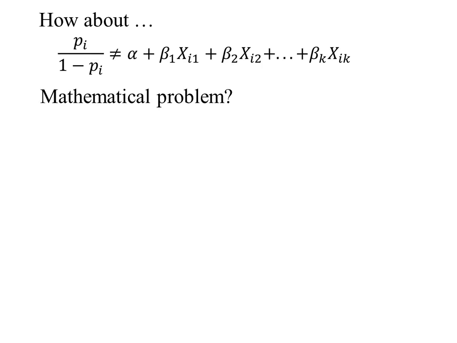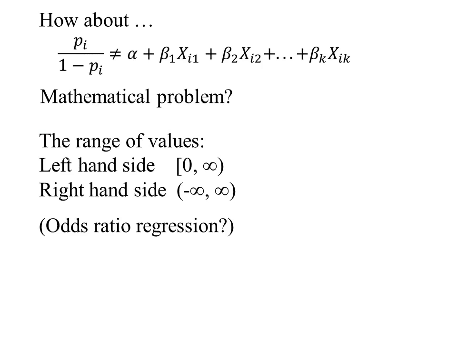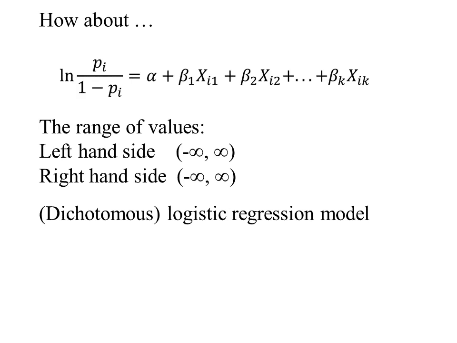Odds are the ratio of the probability for an event to occur to the probability for an event not to occur. Odds could be a positive value or 0 but cannot be negative. Since both the numerator and denominator of odds are probabilities, odds must be non-negative. But the mathematical form of the right-hand side has nothing to prevent it from producing a negative estimate of odds. Then, how about the log odds? Now, both sides of the equation could be any positive or negative value. This is the basic form of logistic regression model which is widely used for regression analysis with a categorical dependent variable.